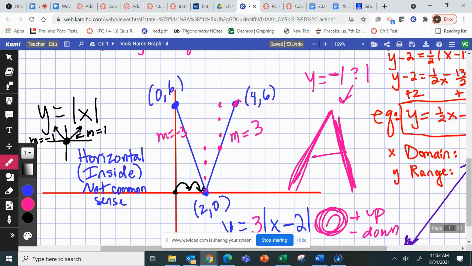Okay, and then you know what? If you're having trouble in your absolute value and you got stuff on your paper, I can look at it and help you with it.